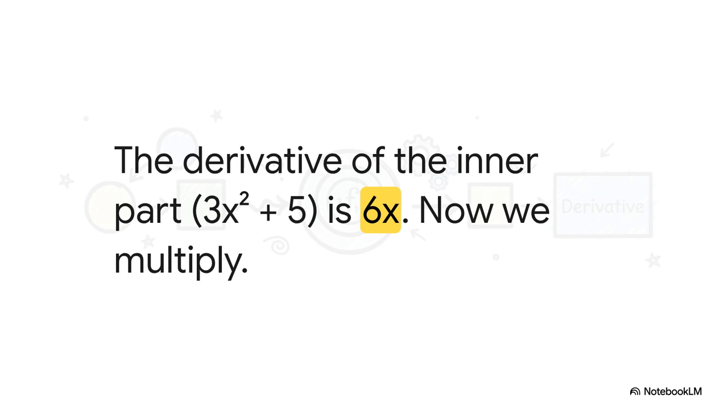And the derivative of that constant, 5, is just 0. So the inner derivative is 6x. And what do we do with it? We just multiply our last result by it.